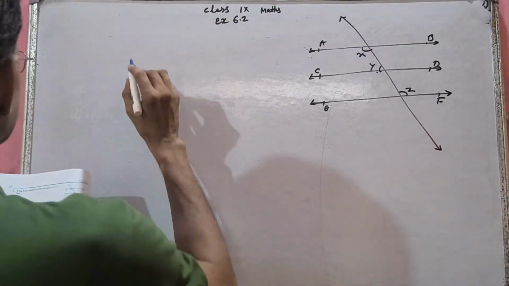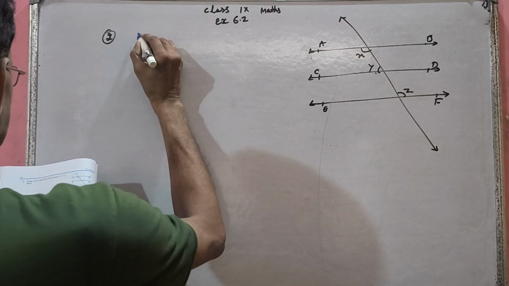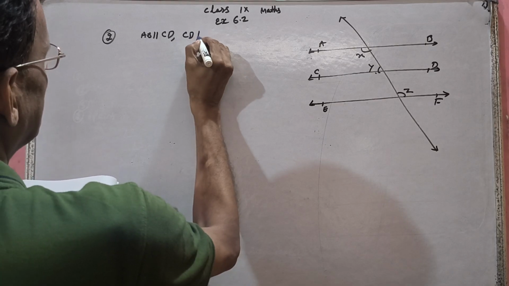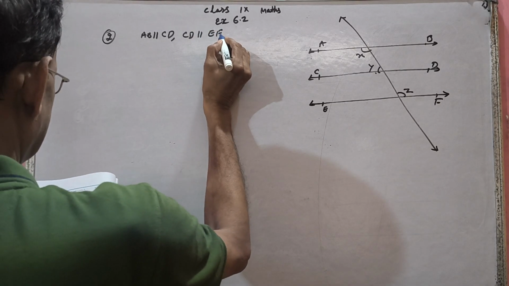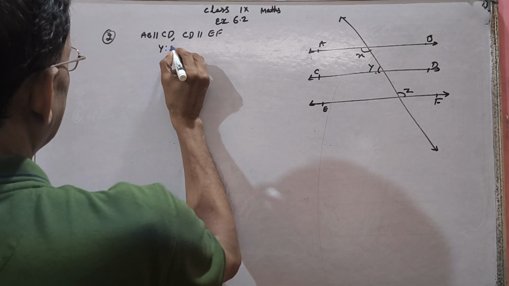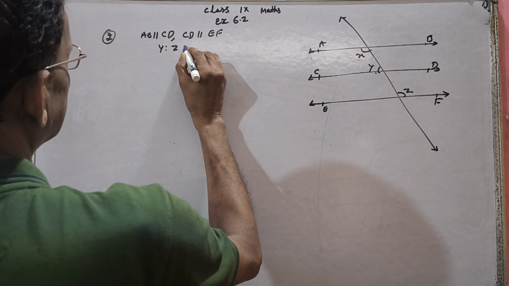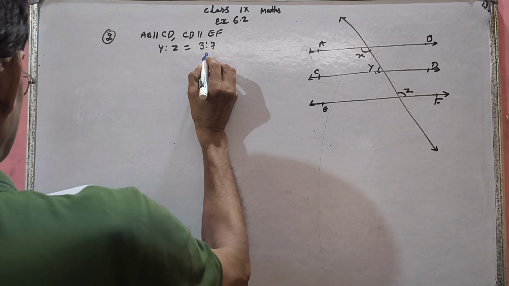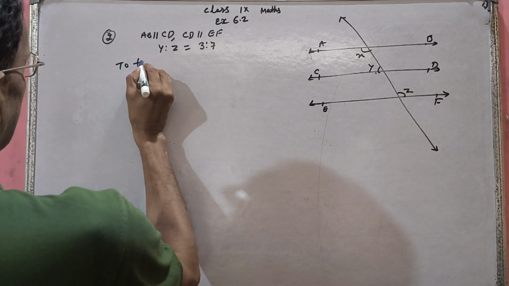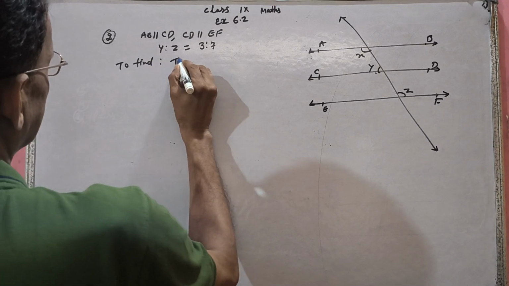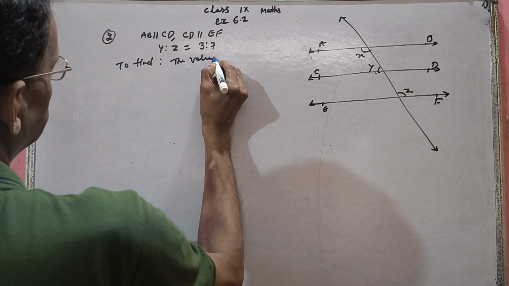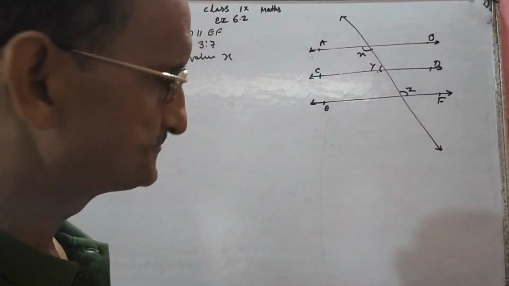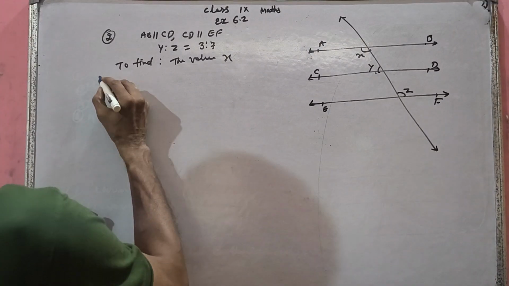Okay, what is given? AB parallel CD and CD parallel EF. And also it is given that the ratio of angle Y and angle Z is 3:7. We need to find the value of X. We need to find the angle X. So, solution.